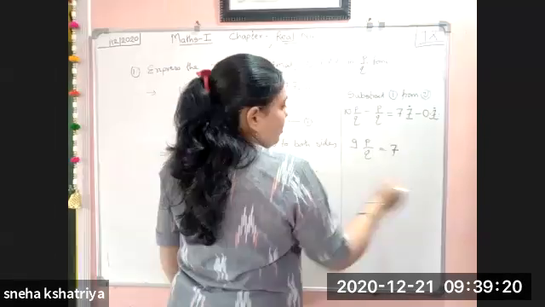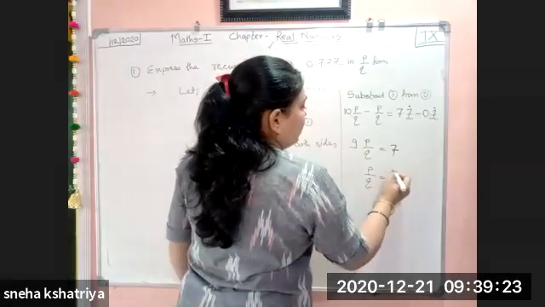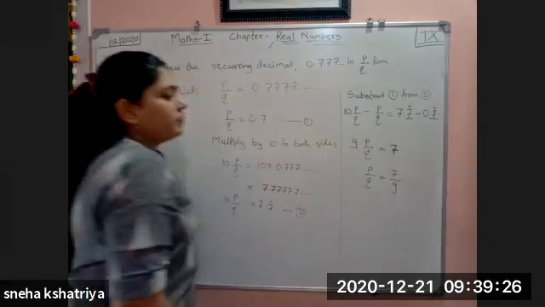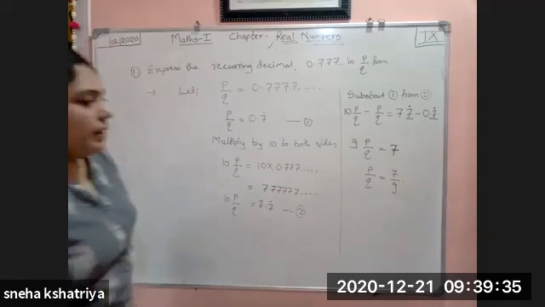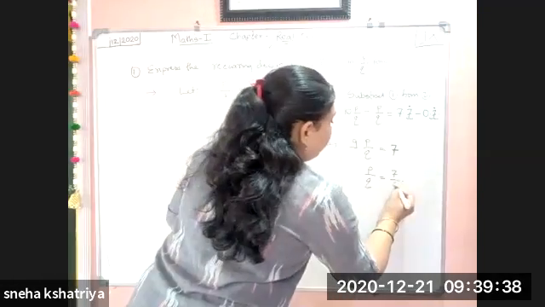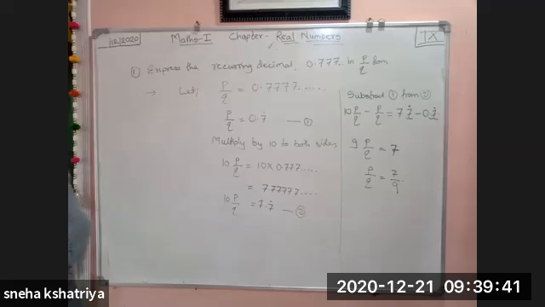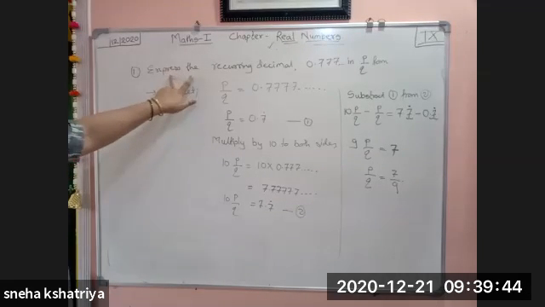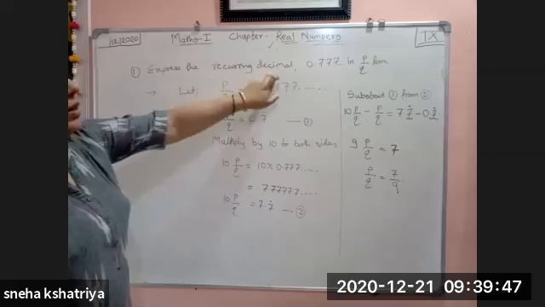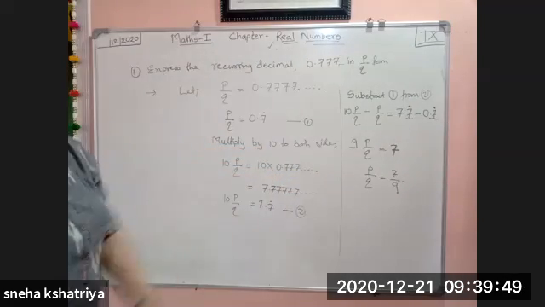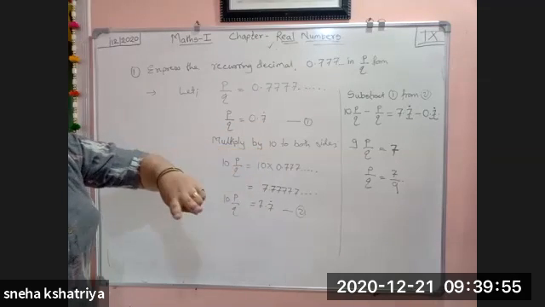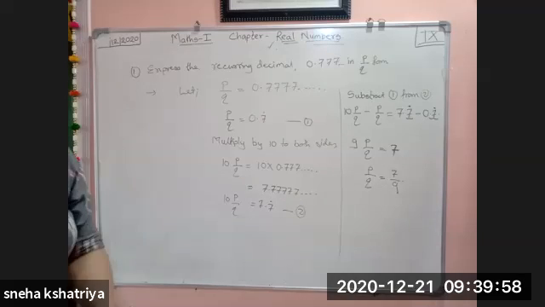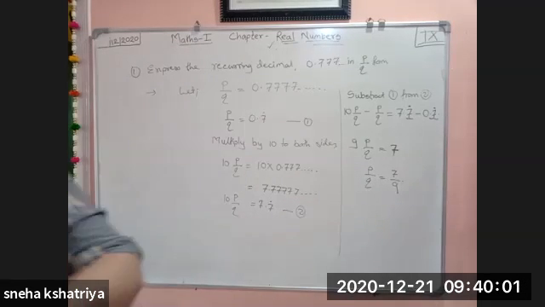And shift this 9 to the right side. So we get P upon Q is equal to 7 upon 9. So we get the fraction P by Q is equal to 7 upon 9. A very easy example of how we express a recurring decimal in P by Q form. Only one number was recurring, that's why we took 10. If two numbers are there, then we will multiply by 100. The same thing is given in your note.